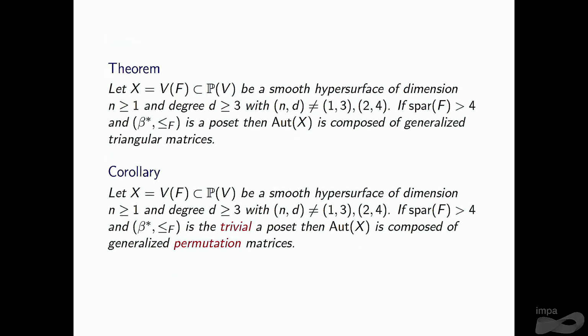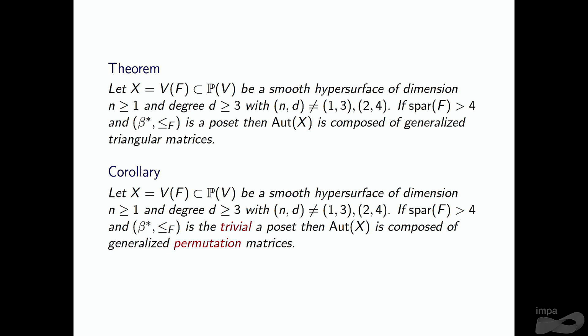And actually, the theorem that you can prove with these notions is the following. Again, you take one hypersurface X of dimension n and degree d with n greater than 1, d greater than or equal to 3, and (n,d) not (1,3) or (2,4). If the sparsity, the minimum distance between monomials, which in general is 2, happens to be greater than 4, so starting from 6, and this relationship we defined before happens to be an order, then the automorphism group of X is composed only of triangular matrices, generalized triangular matrices.